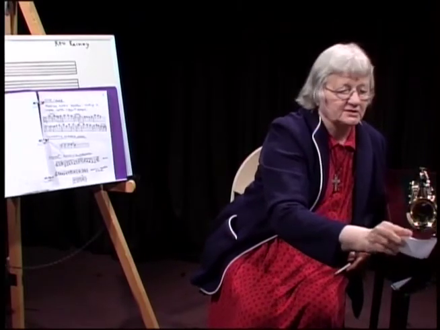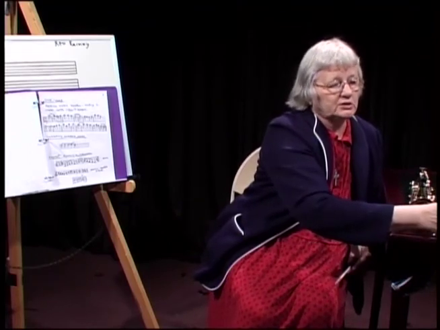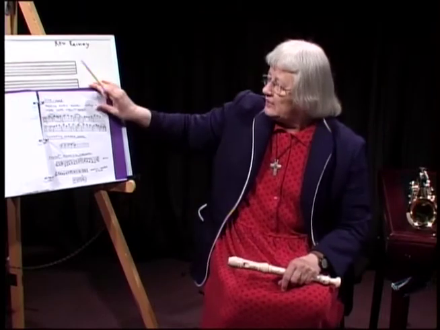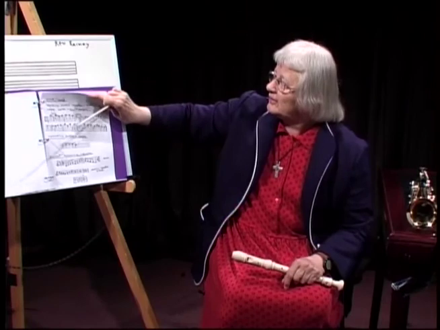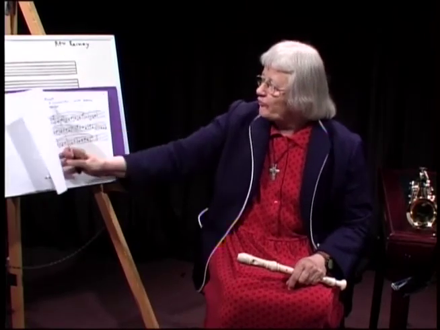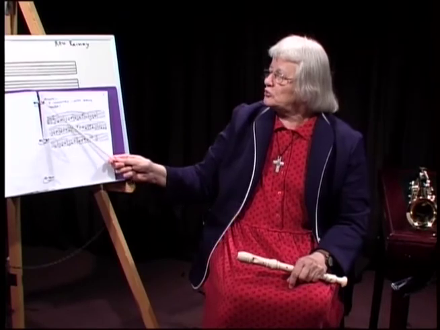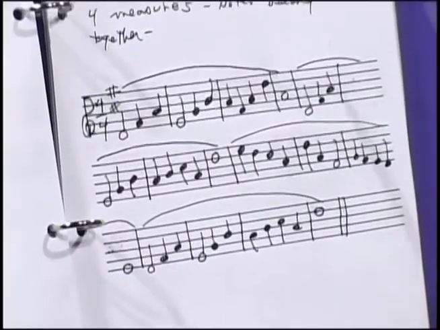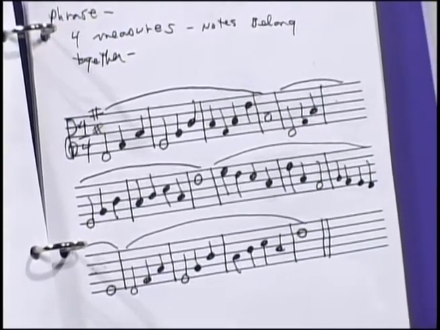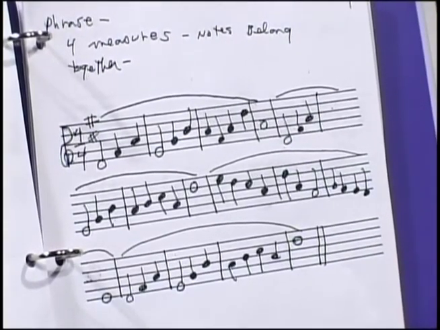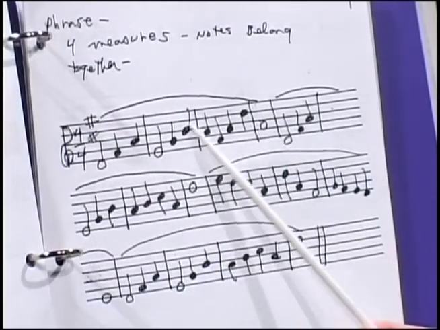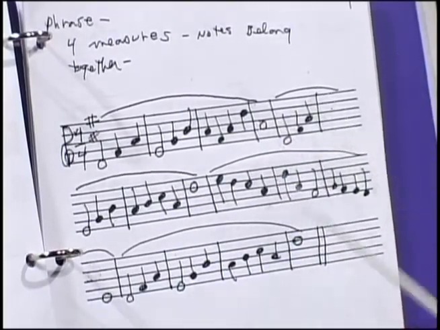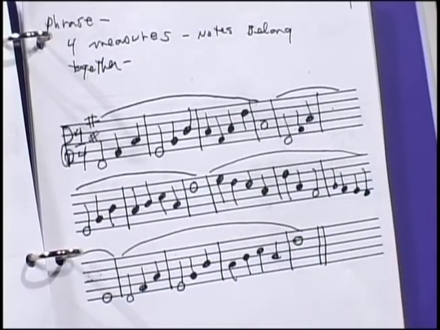Well, I only have 2 minutes left, so maybe what I should do is just do this one and then we'll close. These are phrase marks. A phrase is usually 4 measures, 1, 2, 3, 4. And the 4 measures are all interconnected. They're like a group of notes that belong together, a group of notes that have a theme. So it's not a slur. It has that same kind of curve, but this is a whole phrase, a whole theme, and then it repeats again with another phrase, and you see this occasionally in music.